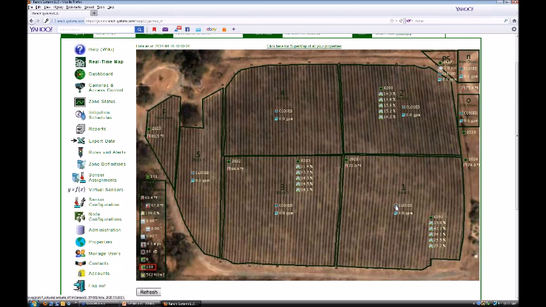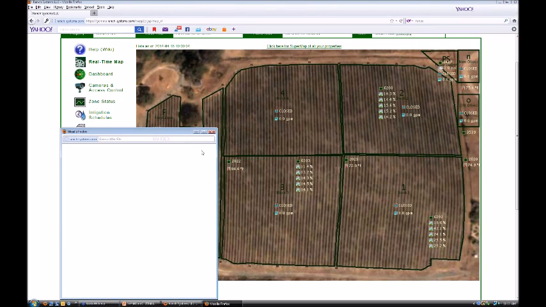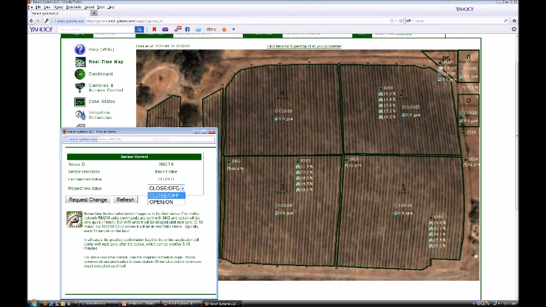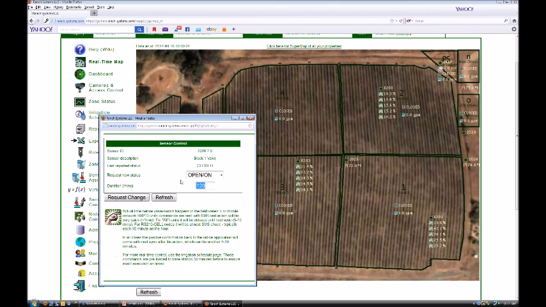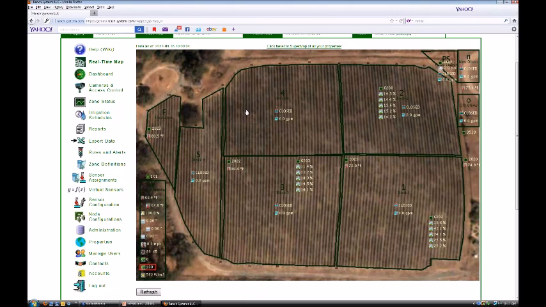For instance, you could click on a valve and you can open and close a valve by selecting the new valve status. And then you just simply say what amount of runtime you would like to have for that valve to stay open for, and then click Request Change, and then the signal gets sent to this unit and can open it within a short period of time. So this is a very popular way of looking at the data.